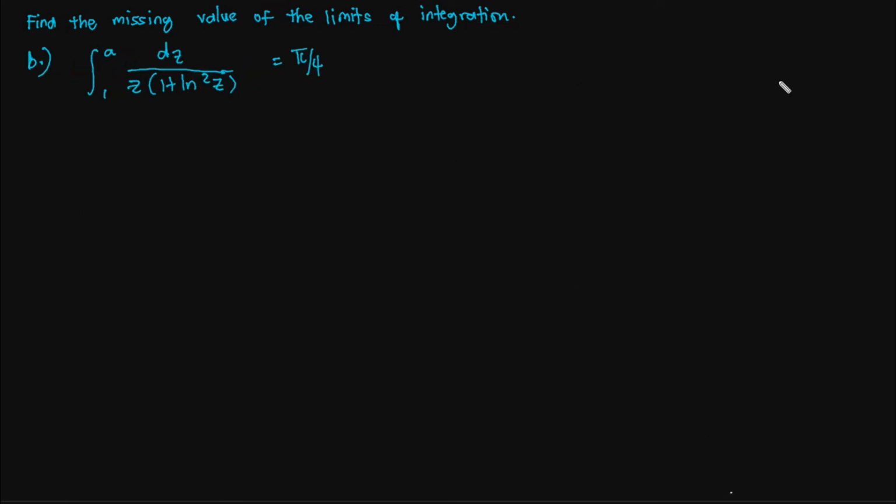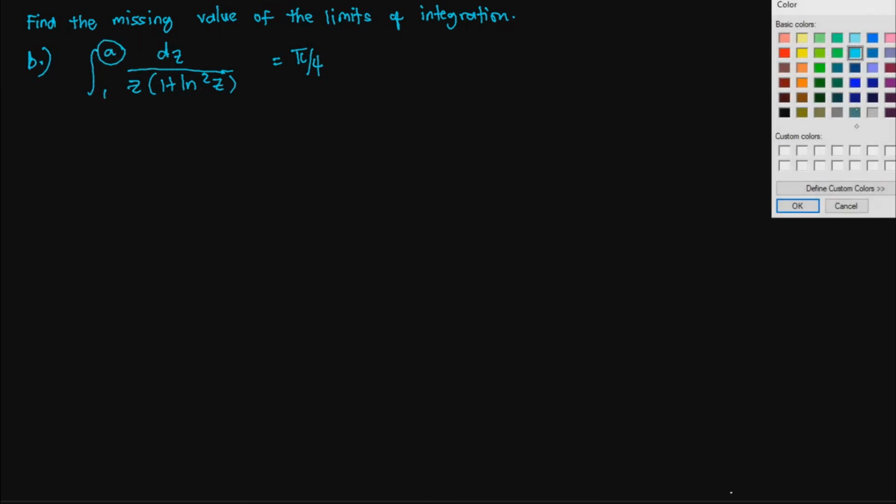Now, for this case, I would like to correct something in your handout, no? Yung dx, pakibura na lang yun, no? Hindi ko lang na siya nabura before, so we just have this dz over z, and then 1 plus ln squared z, and then the integral from 1 to a is equal to pi over 4. So we need to find what is this a.